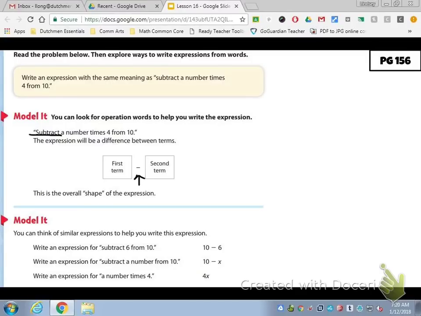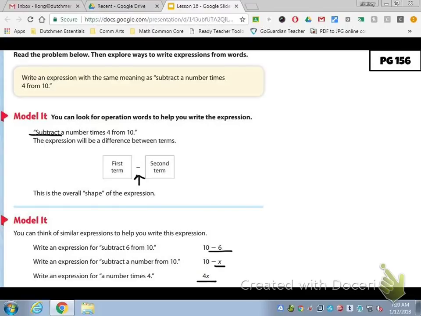The second model shows that you can think of similar expressions to help you write the expression. If it says subtract 6 from 10, we know that we're going to do 10 minus 6. If it said subtract a number from 10, we don't know what that number is, so we can put in a variable, which would be x, and we take that away from 10. If it says a number times 4, we know that we'd use our variable and multiply it times 4. So you can see they have 4x because side by side means to multiply.